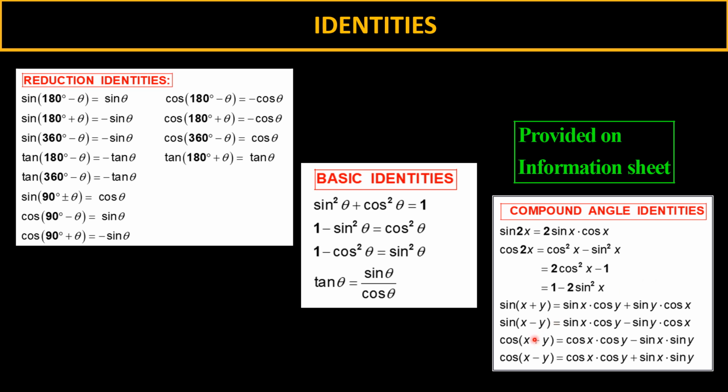And please be careful, if you have sine of a sum, you have a sum there. Sine of a difference, you have a difference there. Cosine of a sum, you have a difference there again. Cosine of a difference, then you have a sum, right? Be careful that you don't write down the incorrect formula there.